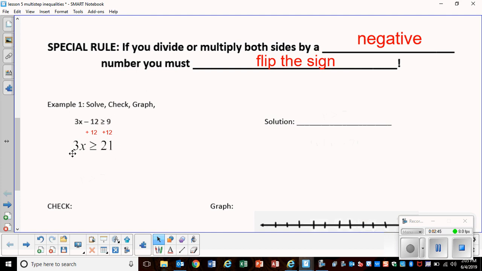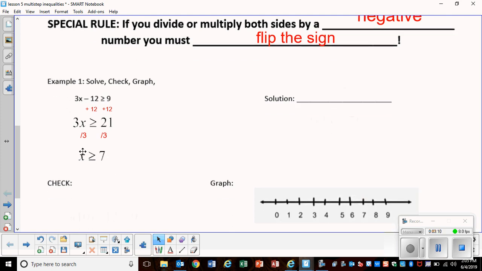Now I'm going to undo the times 3 with the x by dividing by 3 on both sides. That way the 3's will cancel out, and I'm left with x. Now because I'm dividing, I need to check to see if I have a negative number to flip the sign. I'm not dividing by a negative 3, so I don't need to flip the sign, it's just a positive 3. So I end up getting x is greater than or equal to 7.